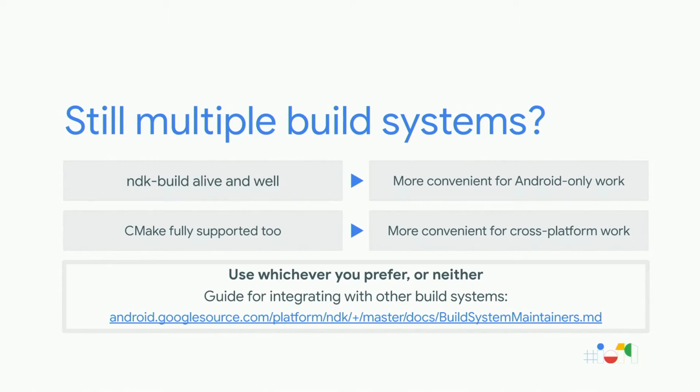Aside from that, we do have the two build systems still. ndk-build is alive and well. It is purpose-built for Android, so often if you are targeting only Android, that is actually going to be your easiest option. That is not the normal case. You are probably also targeting iOS, Windows, a handful of other platforms. In that case, CMake is your best bet. It's going to be the easiest option for cross-platform work.